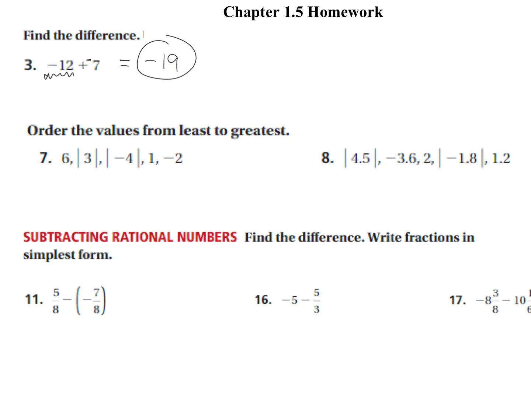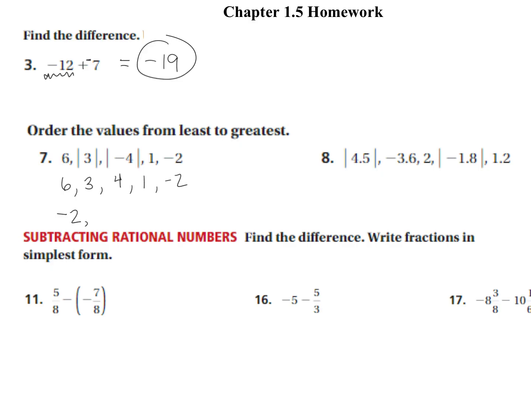For number 7 and 8, we're going to order the values from least to greatest. One thing I like to do is rewrite each of these after I've taken the absolute value or I've looked at them, to make sure they're in their correct form. Okay, when I do that, I'm going to change the absolute value of 3 just to 3, and the absolute value of negative 4 is 4. My correct order then would look something like this.